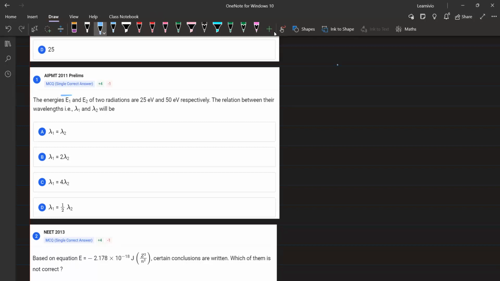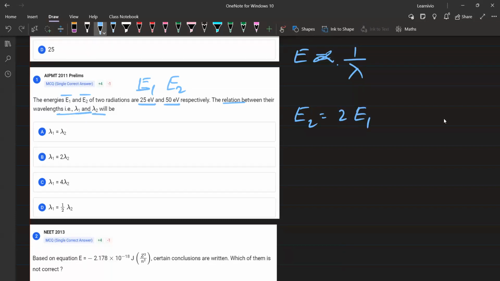See, energies E1, E2 of two radiations are 25 electron volt and 50 electron volt. So this is energy and this is energy, right? E1, E2. Respectively, the relation between their wavelengths lambda 1 and lambda 2. तो देखिए एनर्जी के लिए क्या रिलेशनशिप होता है? एनर्जी इट इज इक्वल टू hc upon lambda, so inversely proportional to lambda, है ना? So if I look at E1 and E2, then I will say that E2 it is equal to twice of E1, right?